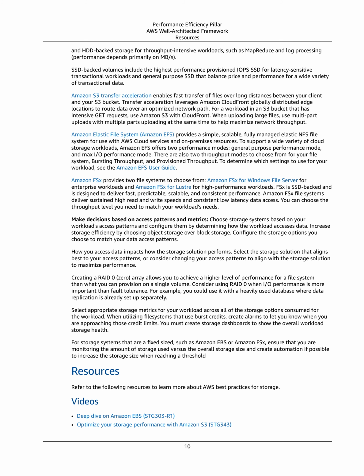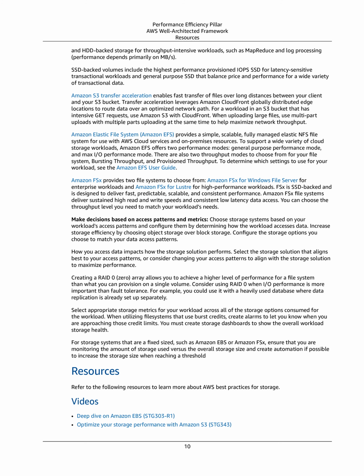Amazon FSx provides two file systems to choose from: Amazon FSx for Windows File Server for enterprise workloads and Amazon FSx for Lustre for high-performance workloads. FSx is SSD-backed and is designed to deliver fast, predictable, scalable, and consistent performance. Amazon FSx file systems deliver sustained high read and write speeds and consistent low latency data access. You can choose the throughput level you need to match your workload's needs.